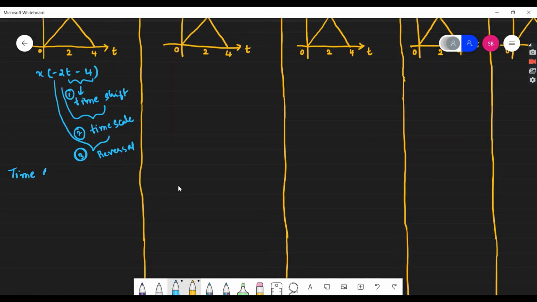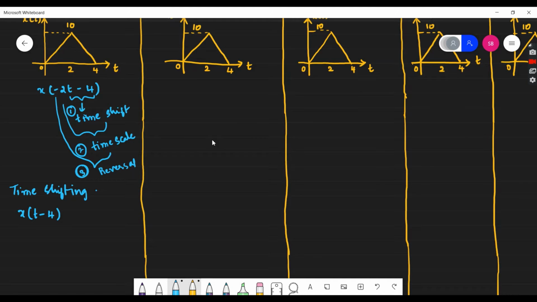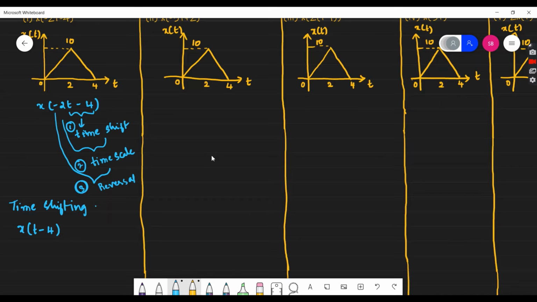This is the method we are going to follow. First we perform time shifting, that is x of t minus 4, given x of t. Suppose the required signal was t plus 4; I would substitute t as t minus 4. If the required signal has minus, I perform plus; if the required signal has plus, I perform minus, and vice versa.